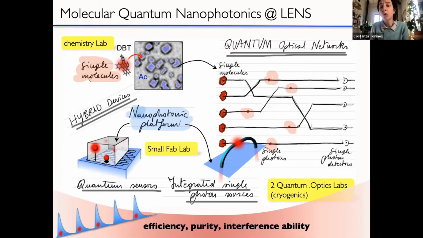Finally, what we also care about is the ability of the emitted photons to undergo two-photon interference. This is actually the only way that photons have to interact with one another.